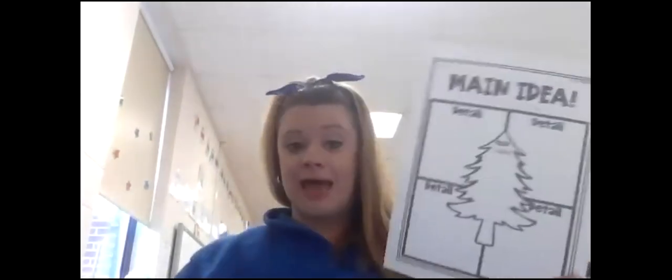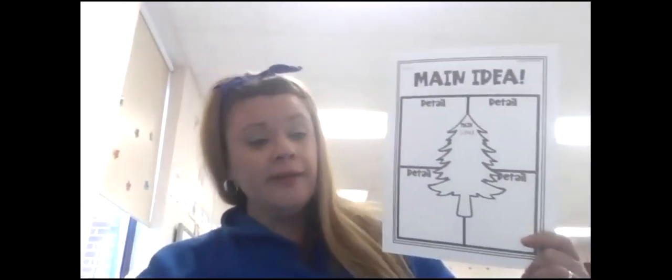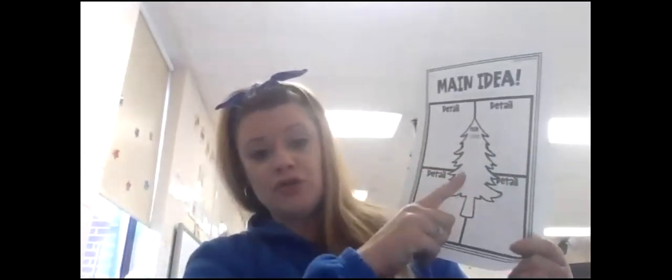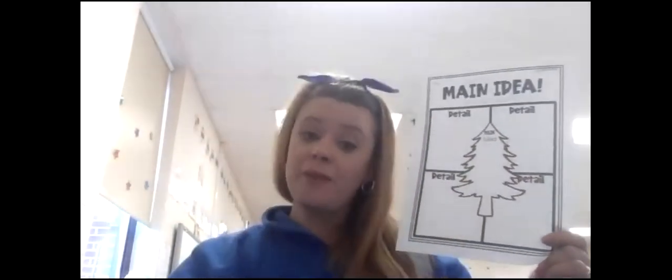If you think maybe I went through it too fast or you didn't quite get it all, just rewind this video, go back and listen to it again. And then when you're finished, you can go on into Dojo and click on this assignment and tell me you watched the video. And then you can go into your next assignment called Main Idea Tree, and you may complete it. Write the main idea in the tree and give me details from the text.